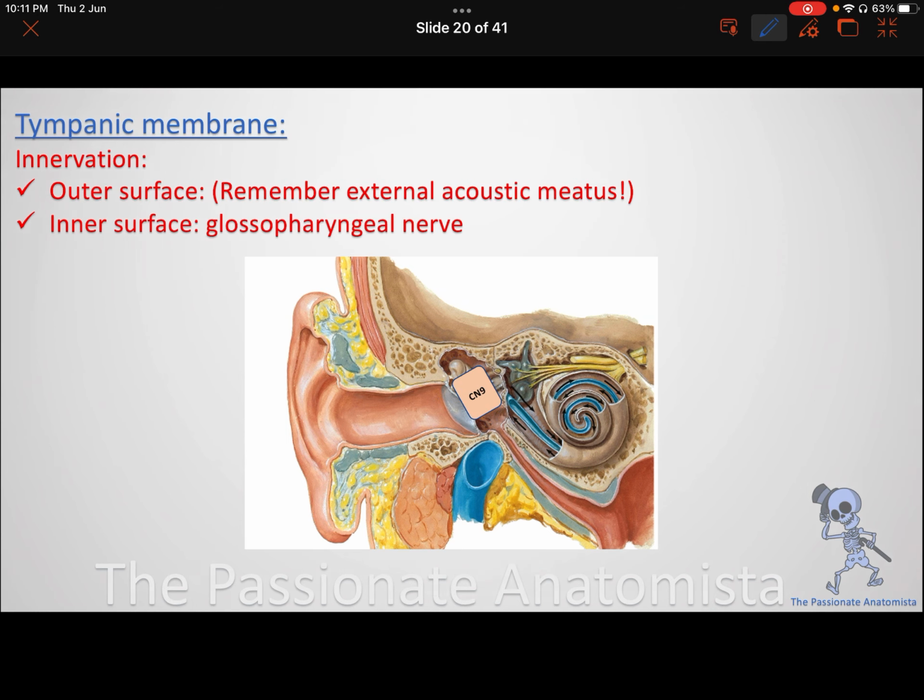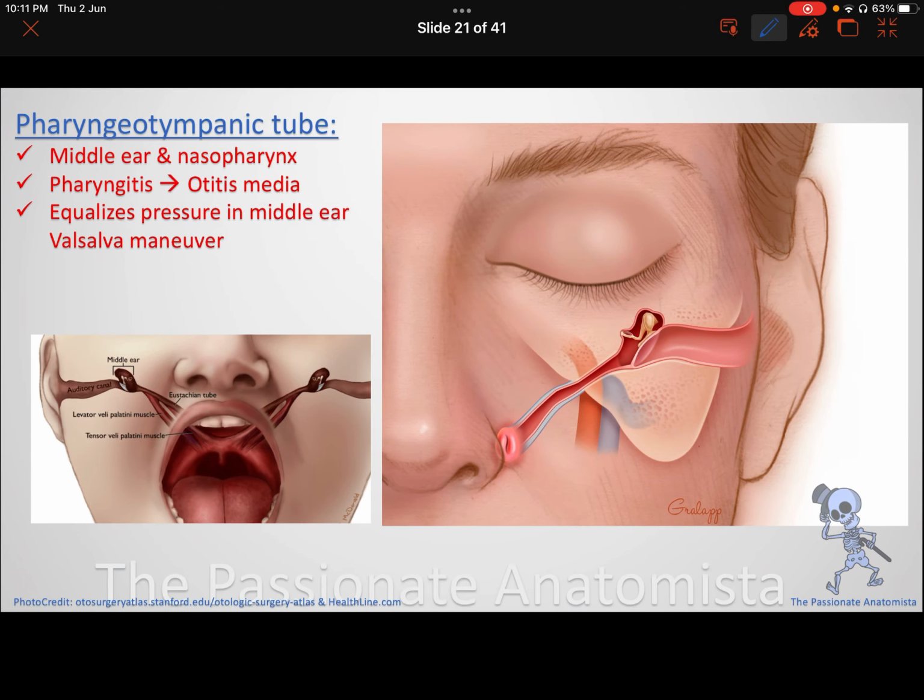Now, what about the pharyngotympanic tube? As we mentioned previously, the pharyngotympanic tube is very important because this is the communication between the middle ear cavity and the nasopharynx. It's going to help in equalization of pressure in the middle ear cavity, because the Eustachian tube, or pharyngotympanic tube, is actually closed.